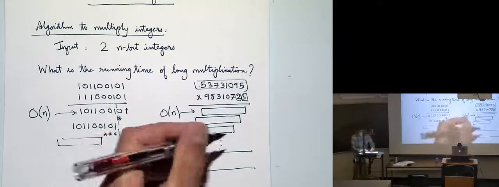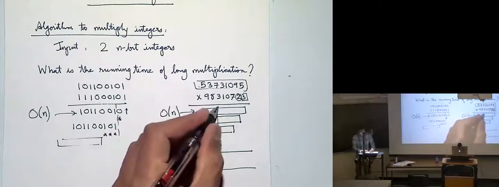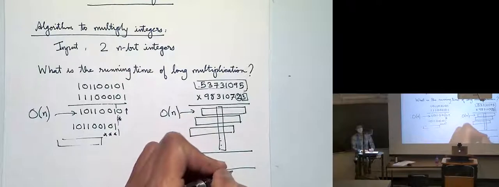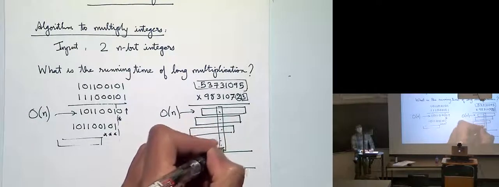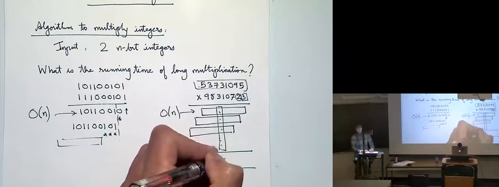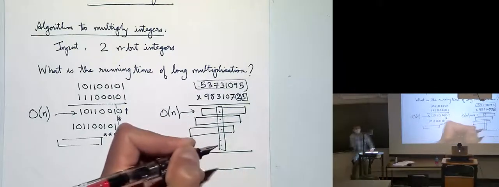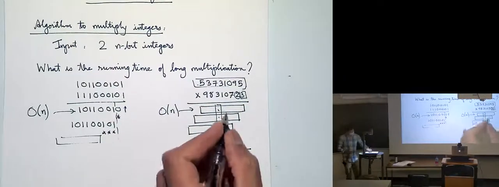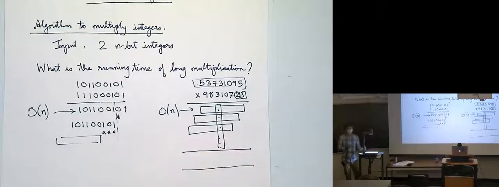Right, because you have to think about what you're doing when you're adding this column up. You have to look at everything in here. That's n things to look at. So each column over here is n operations.